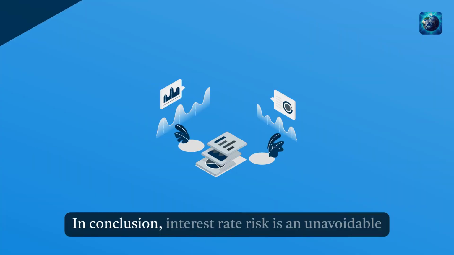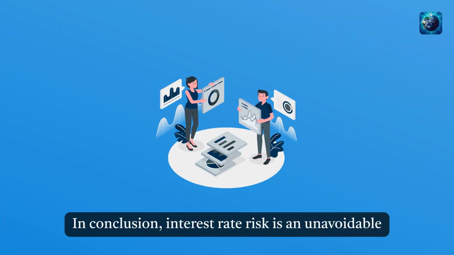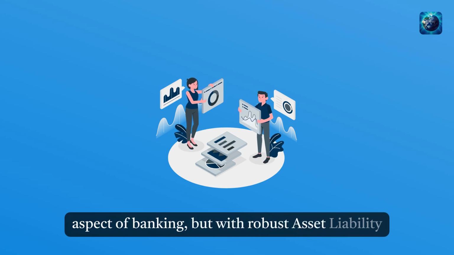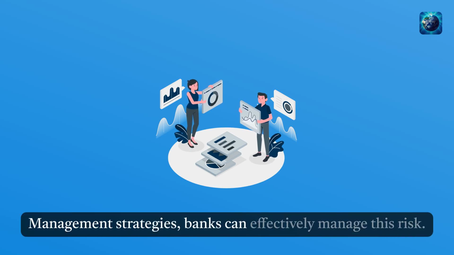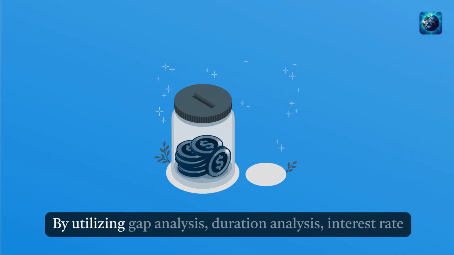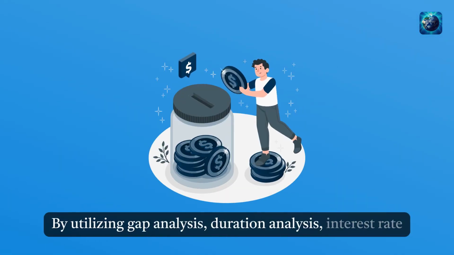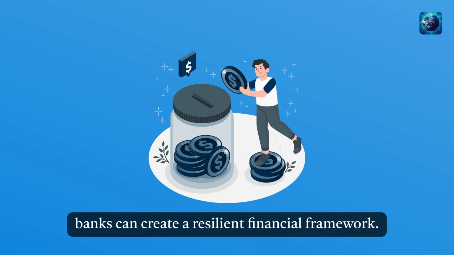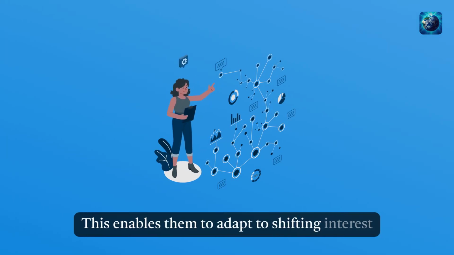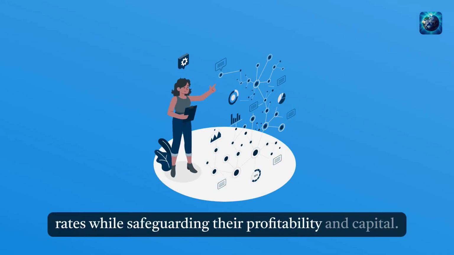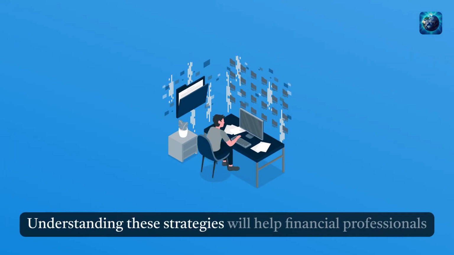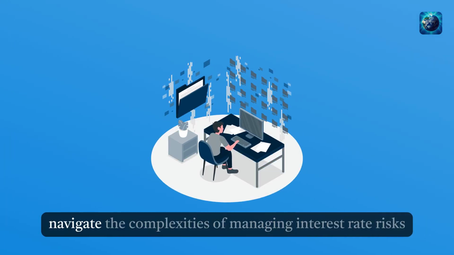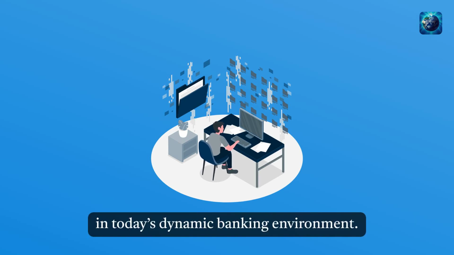Conclusion. In conclusion, interest rate risk is an unavoidable aspect of banking, but with robust asset liability management strategies, banks can effectively manage this risk. By utilizing gap analysis, duration analysis, interest rate swaps, diversifying asset classes, and maintaining liquidity, banks can create a resilient financial framework. This enables them to adapt to shifting interest rates while safeguarding their profitability and capital. Understanding these strategies will help financial professionals navigate the complexities of managing interest rate risks in today's dynamic banking environment.